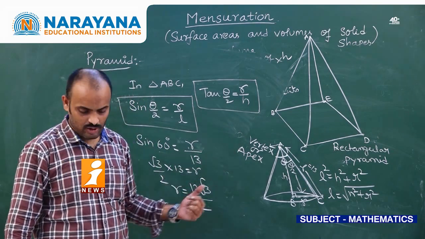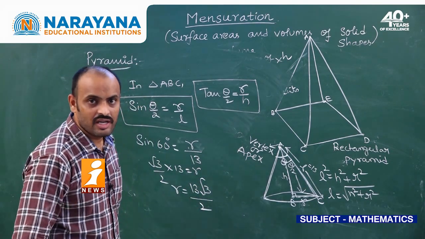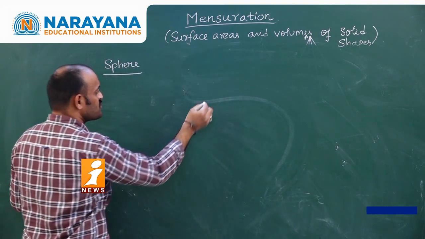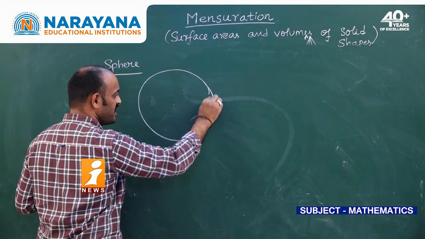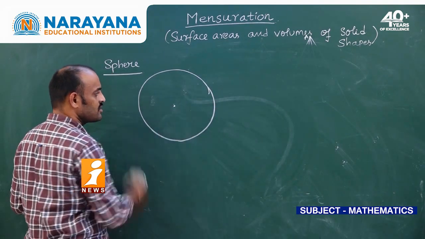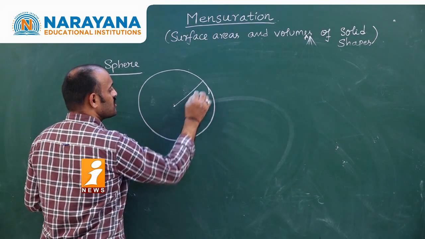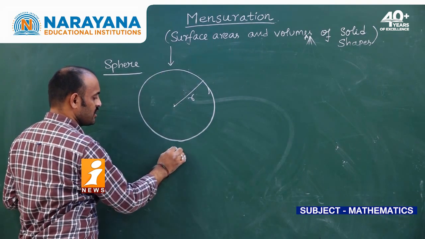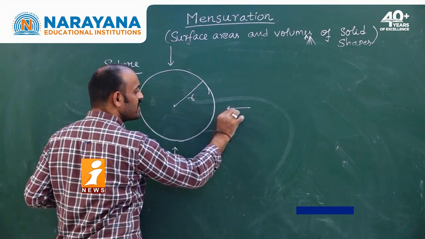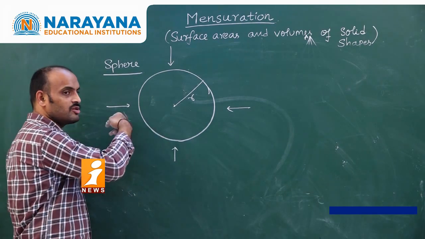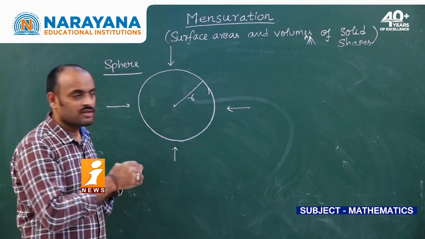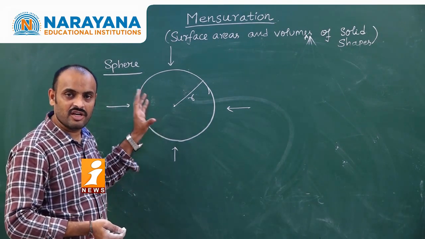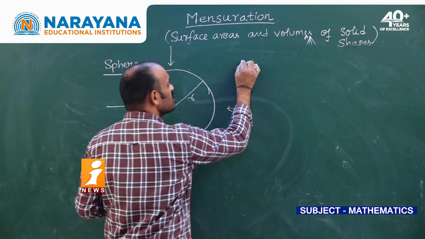To find the lateral surface area, total surface area and volume. Now, we are going to see sphere and hemisphere. A sphere is a closed figure. It is a three-dimensional figure of a circle. Whatever direction you see it from, it looks like a circle. Only one surface is there. That's why lateral surface area, curved surface area and total surface area are all the same.